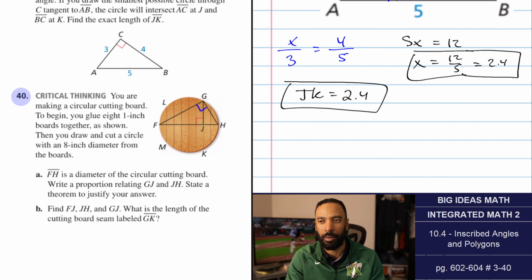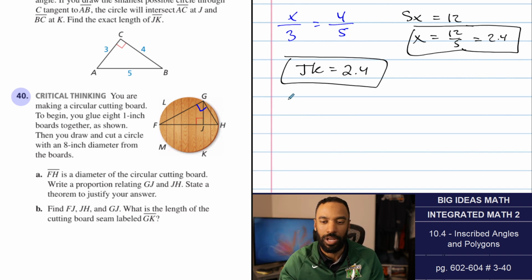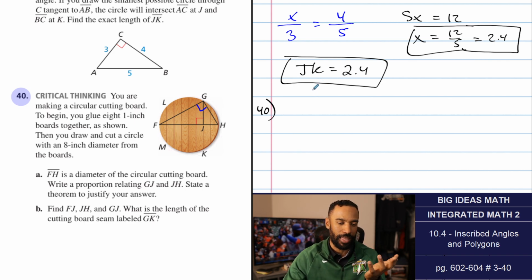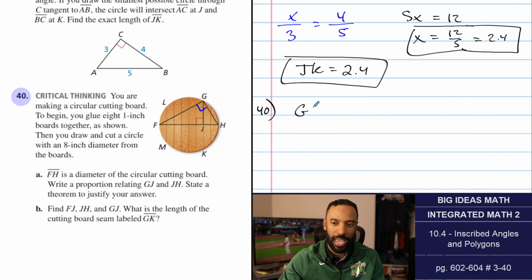Oh, I don't remember the name of the theorems. I mean, it's similar triangles and stuff, and we have angle, but I don't know if they mean geometric mean and that kind of stuff. I don't think I'm going to be able to answer that specific thing. But GJ and JH, if I say relating GJ to JH, this could be a lot of what I just did from the previous problem. GJ can be the short side of the medium triangle. Oh, JH is right here.